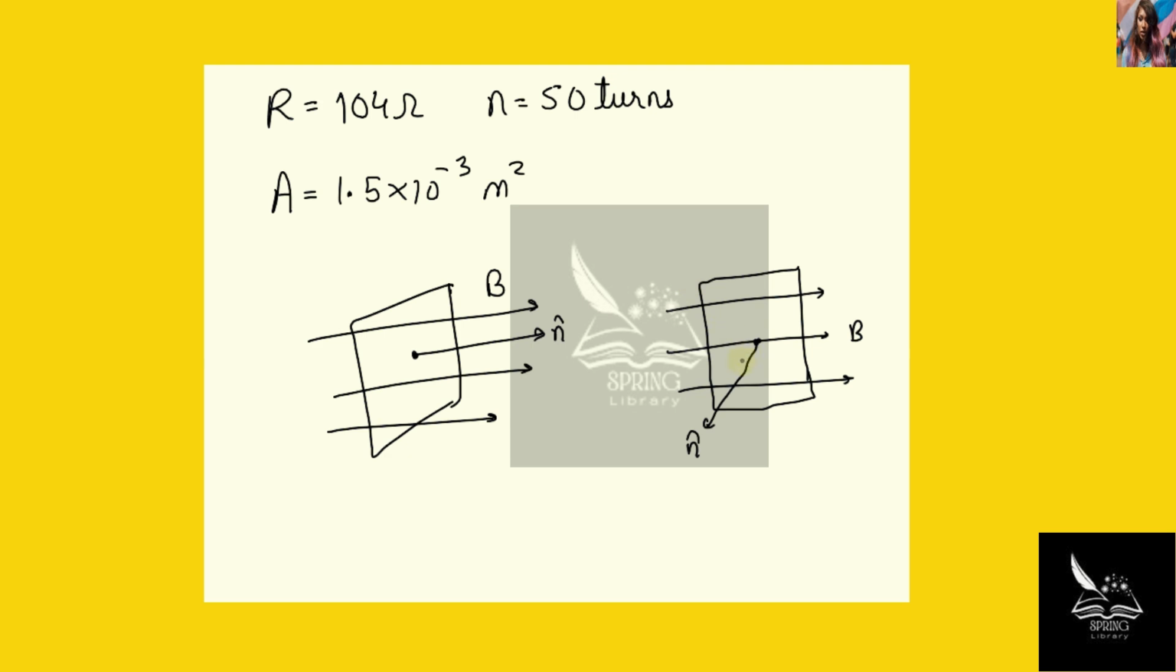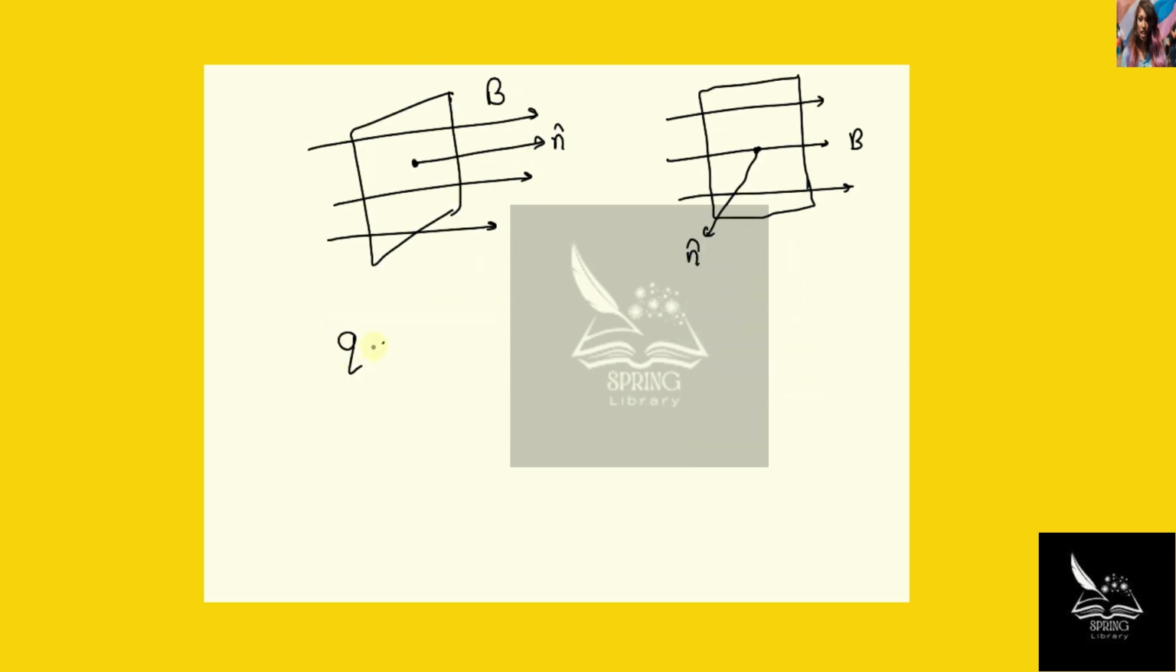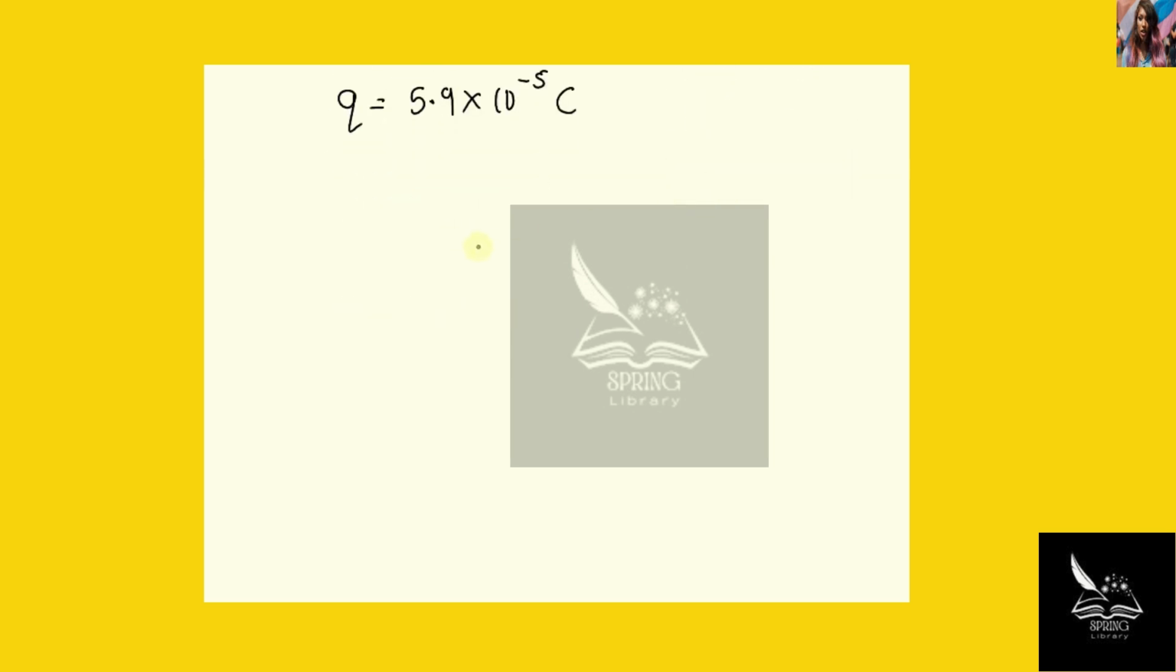A charge of 5.9 into 10 raised to minus 5 coulombs is given to flow in the coil during the rotation. We have to find the magnitude of the magnetic field. So we will use Lenz's law here.